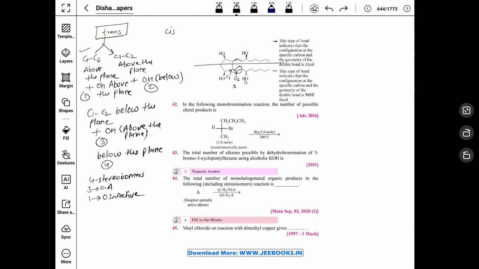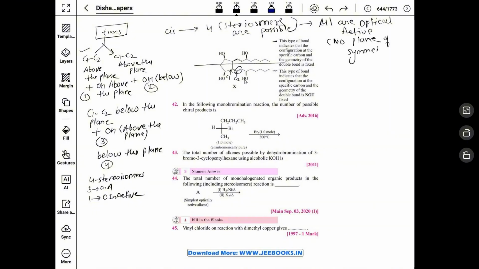So similarly, for cis configuration at this double bond, 4 stereoisomers are possible, and in this case all are optically active, because there is no plane of symmetry. We can easily see that there is no plane of symmetry when you have the configuration at this double bond cis. And similarly 4 stereoisomers are possible, as we have described for the trans.